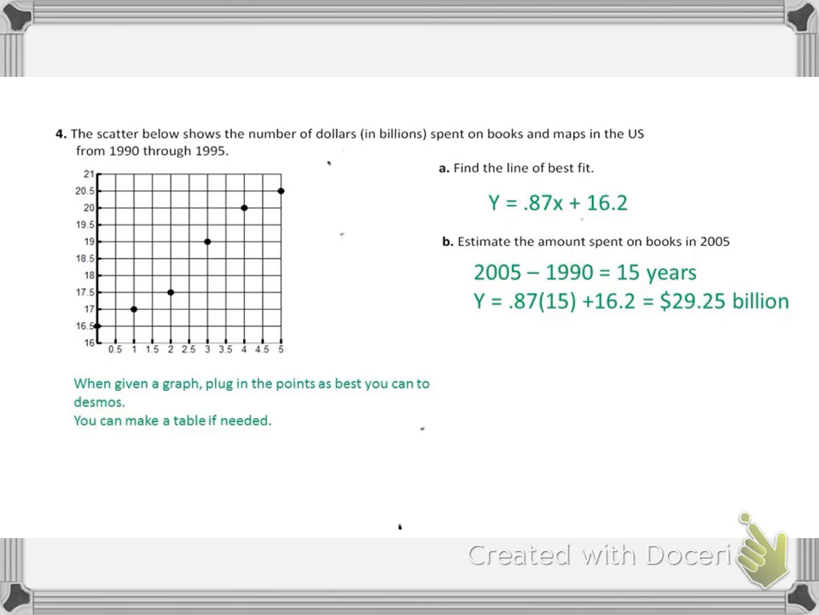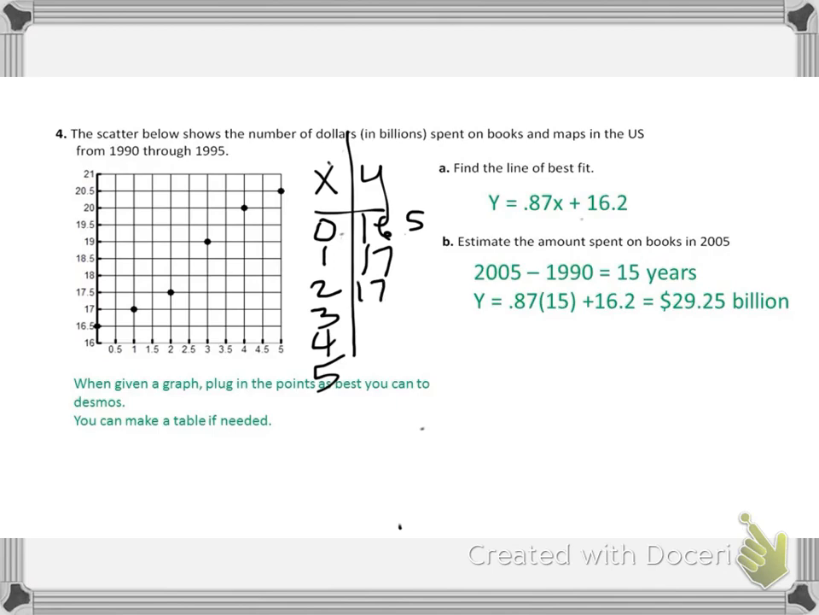This one right here is a little different. You are probably going to need to make a table. It would help you out a lot. So I'm going to put all my x values. My first x value is 0, 1, 2, 3, 4, and 5. That's where my points are. Now I'm going to look at the y value for these points. At 0 it's 16.5. At 1 it's 17. At 2 it's 17.5. At 3 it's 19. At 4 it's 20. And at 5 it's 20.5.